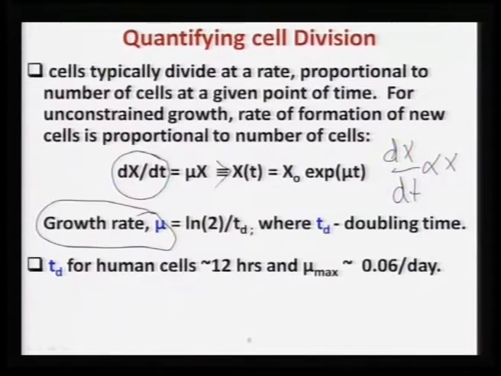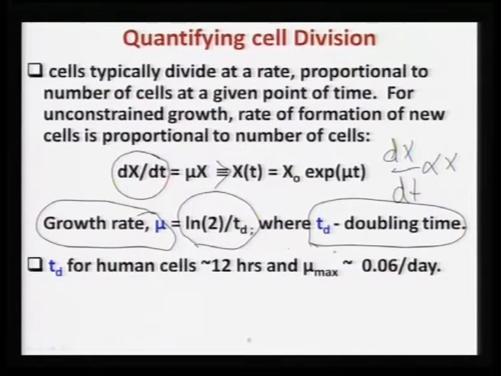So, from that you can find out that x(t) is nothing but x naught exponential mu t. Okay. And typically mu you can find out is ln 2 by Td, where Td is the doubling time. Doubling time means you start with x, you go to 2x. Okay. Now, if you put these things here, you can immediately find out that mu is ln 2 by Td. Why? Because if you put 2x here and x here, x cancels out, this is exponential, this is log. So, mu would be ln 2 by Td.